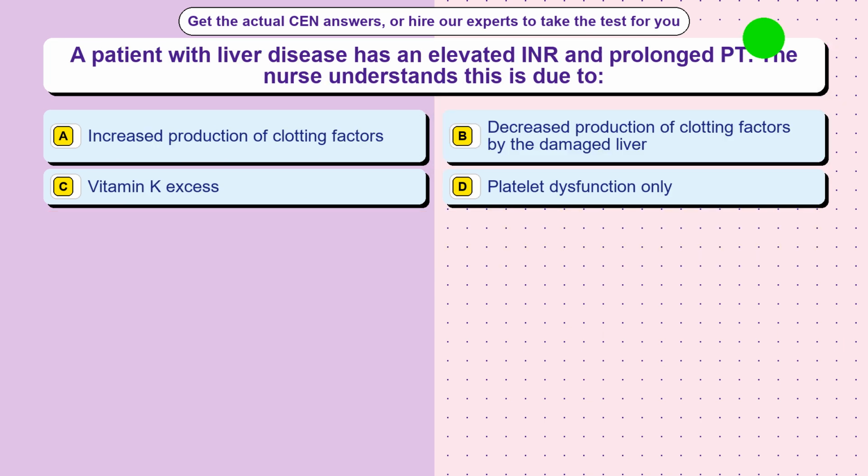Question 65. A patient with liver disease has an elevated INR and prolonged PT. The nurse understands this is due to: Option A, increased production of clotting factors. Option B, decreased production of clotting factors by the damaged liver. Option C, vitamin K excess. Option D, platelet dysfunction only.